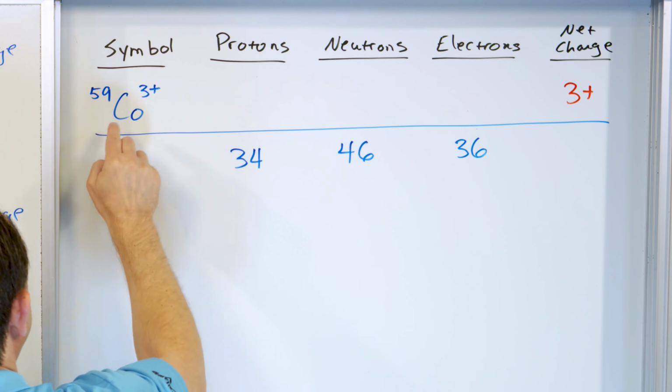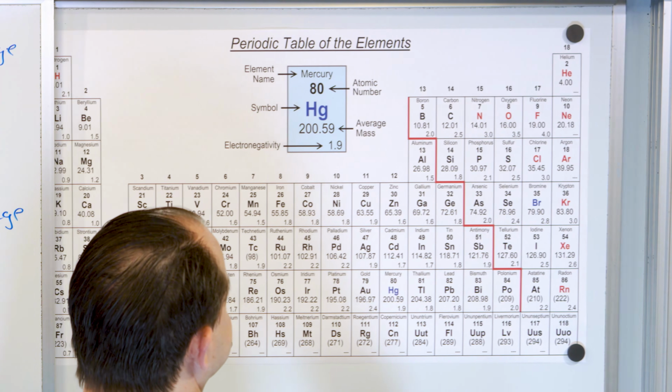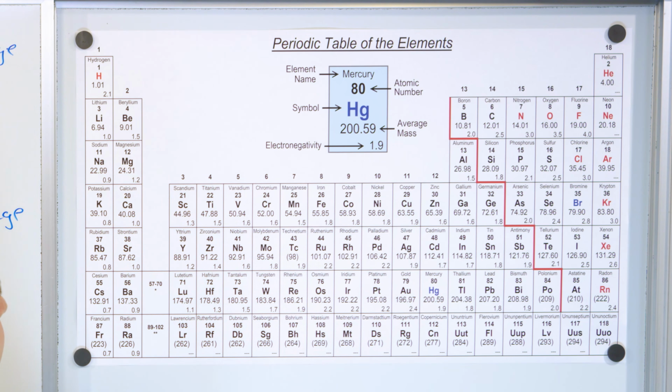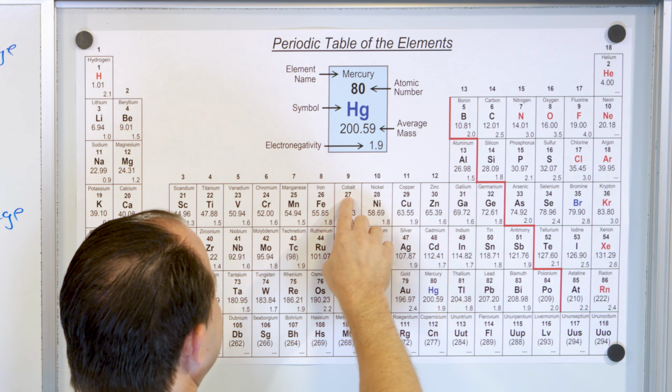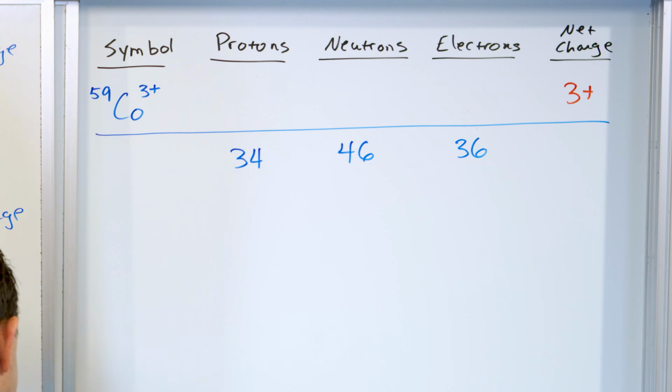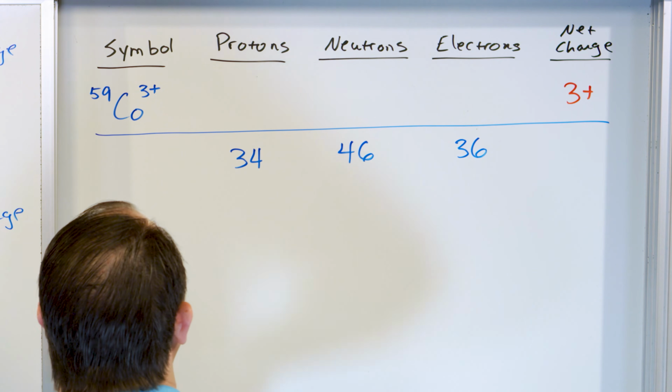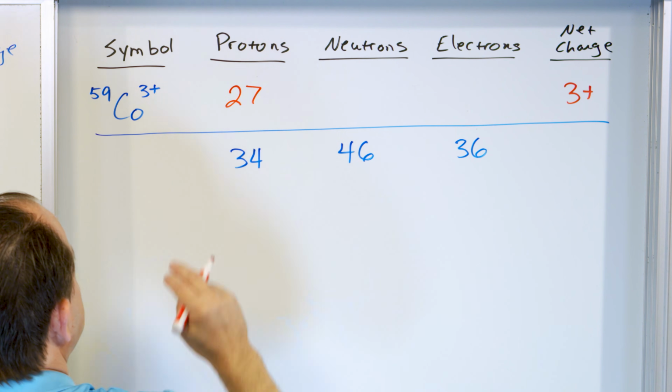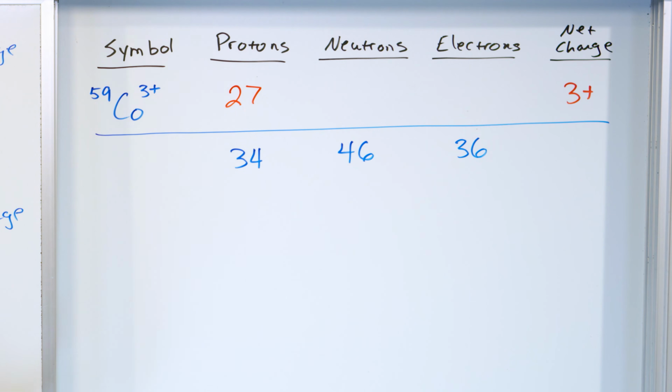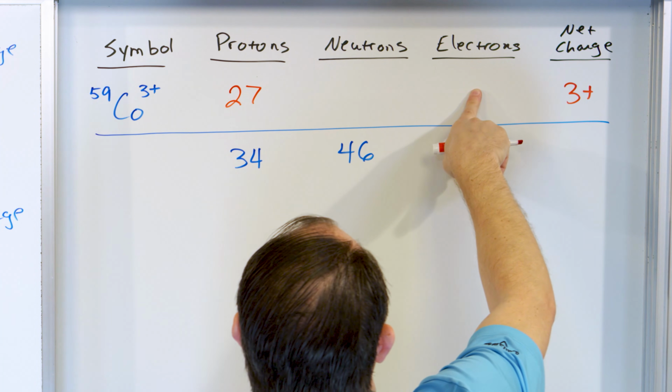Now it's cobalt, so let's go look at the periodic table. Where is cobalt on the periodic table? It's right here, atomic number 27. So no matter what, we know that the number of protons in the nucleus of this thing has got to be 27. So we can easily do this, right? And then we can also fill in the electrons, right?